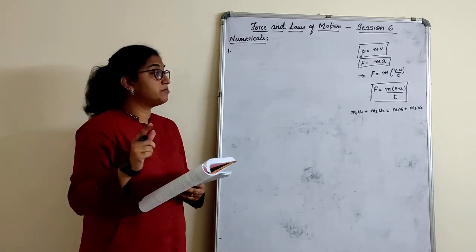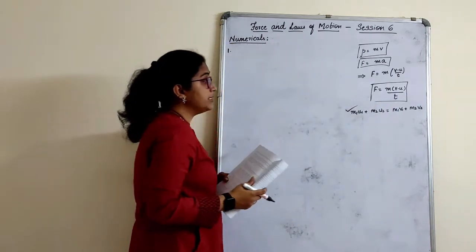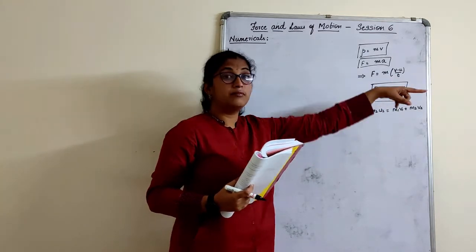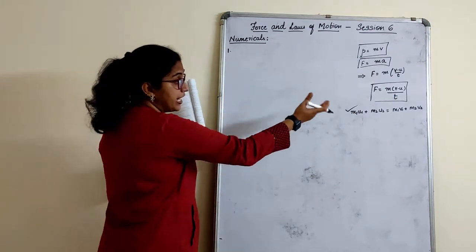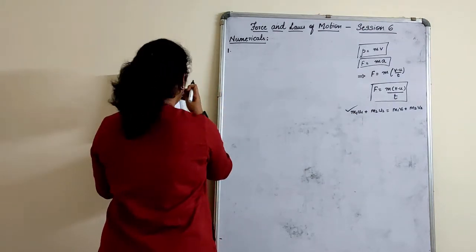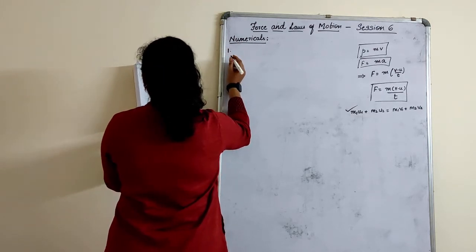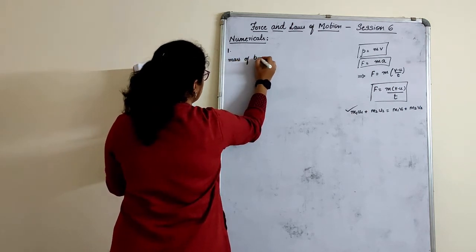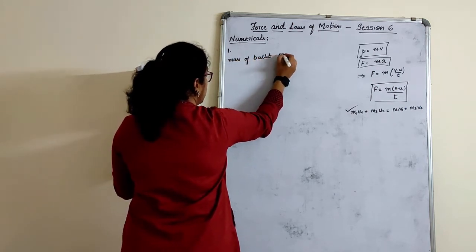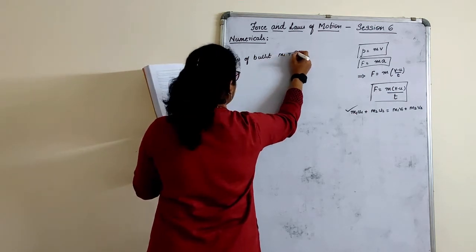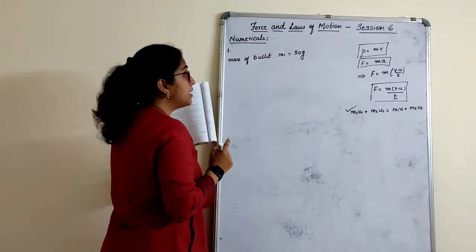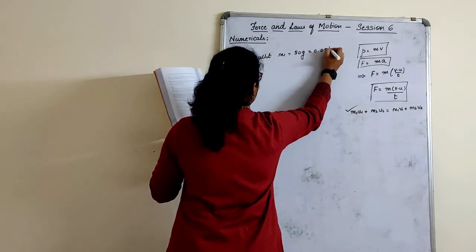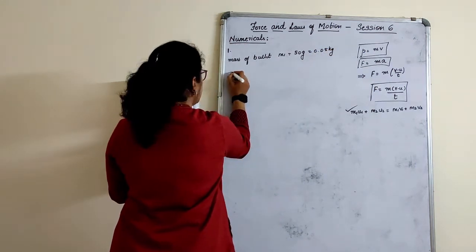That means the question is about momentum before collision and after collision, that is, momentum before firing and momentum after firing. So let us bifurcate into before firing and after firing. What do we know first? Mass of the bullet, I'll consider that as m1, is 50 grams. Mass should always be in terms of kg, so this is 0.05 kg.